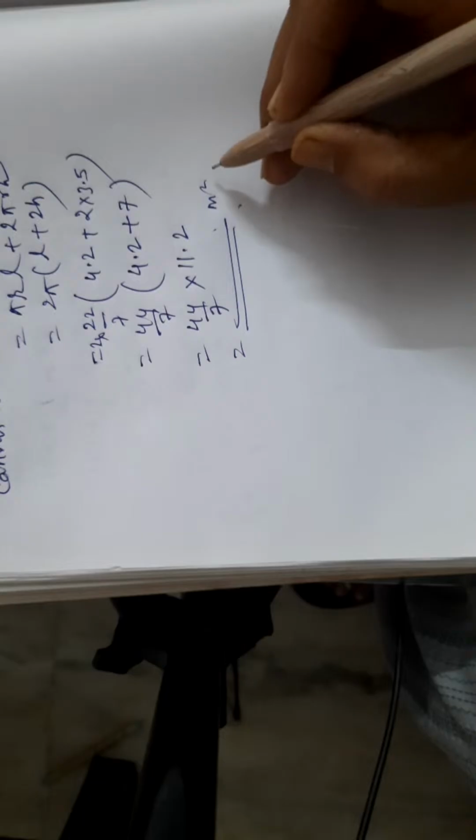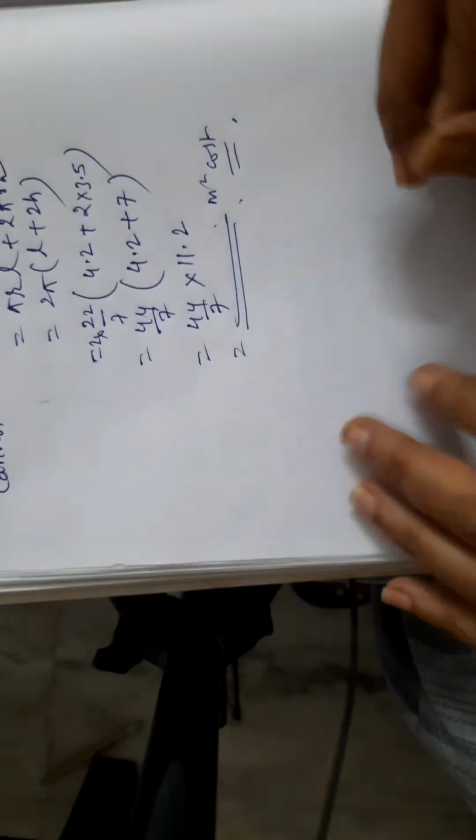So here it is given that the cost of canvas is rupees 500. So with the area, we are going to multiply the cost to find out the total cost. Now the next important question.